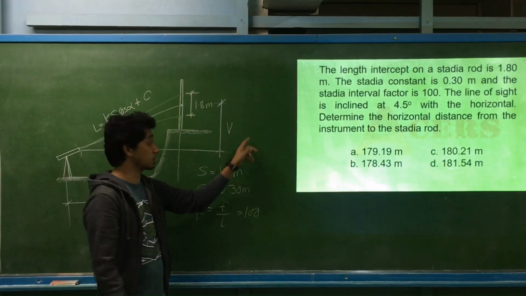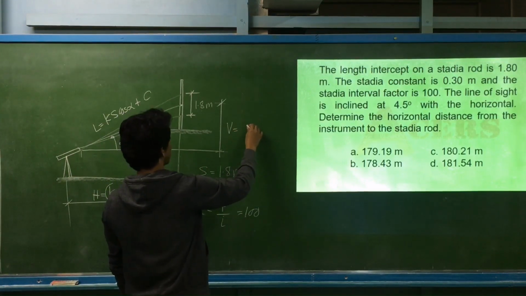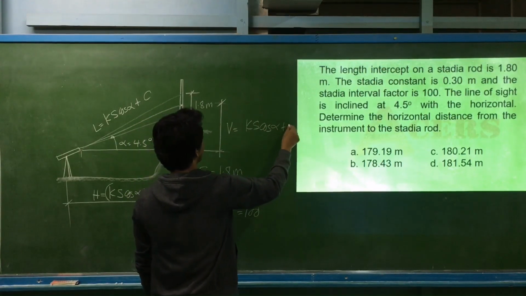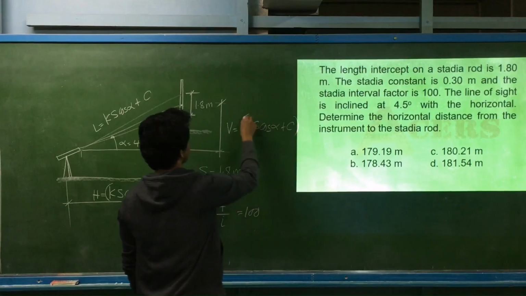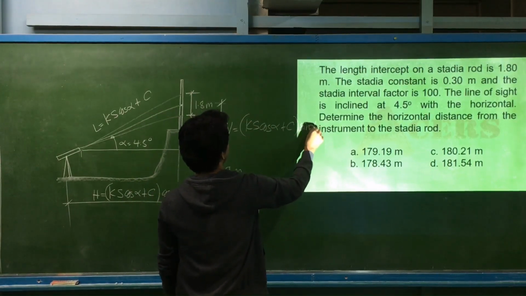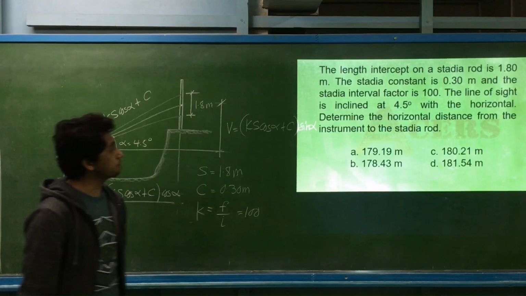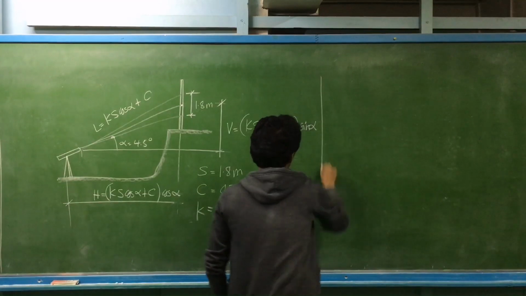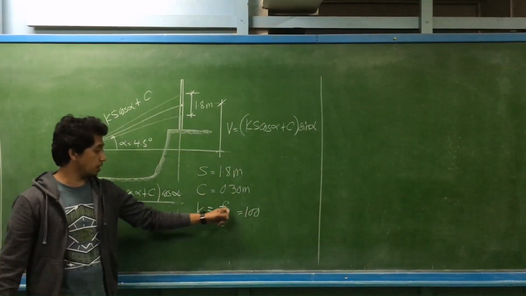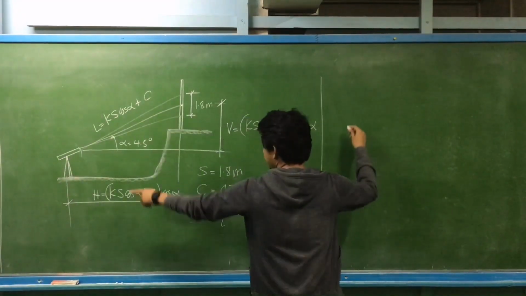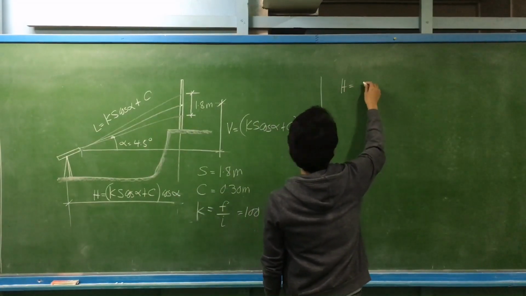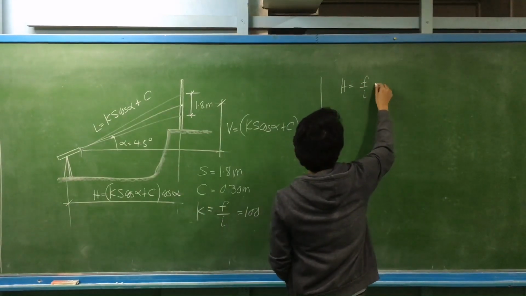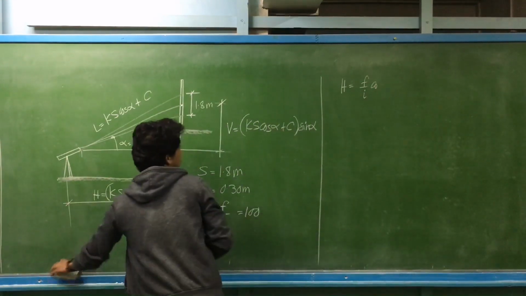Paano naman yung vertical distance? Vertical distance is equal to K times S cosine of alpha plus C, this is now multiplied by sine of alpha. Ayun lang naman. So let's compute for the horizontal distance. So again, sometimes K is F over I. So we are looking for the horizontal distance H is equal to, so we have that is the same as F over I cos stadia intercept S.